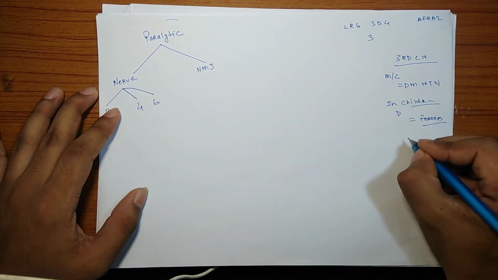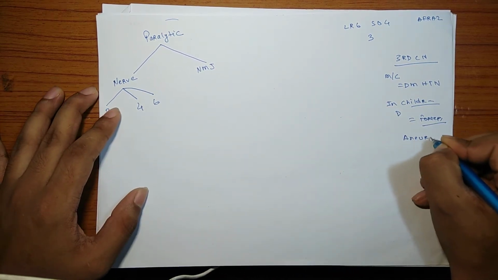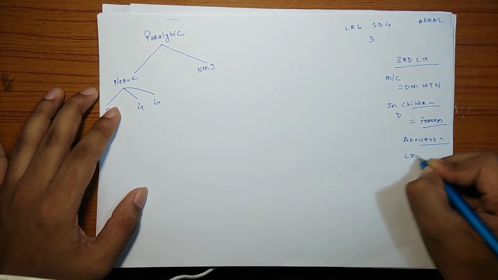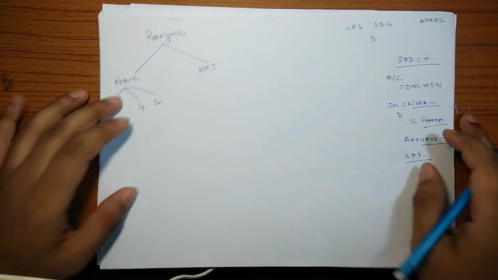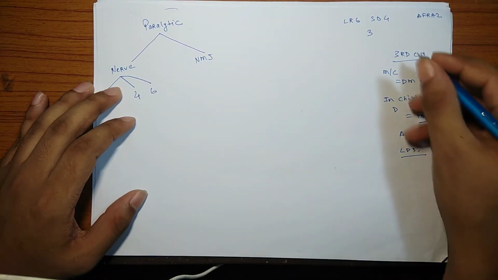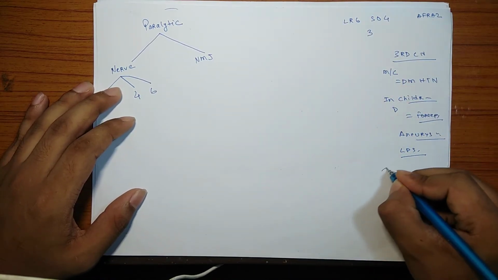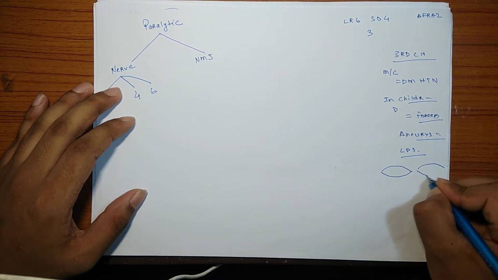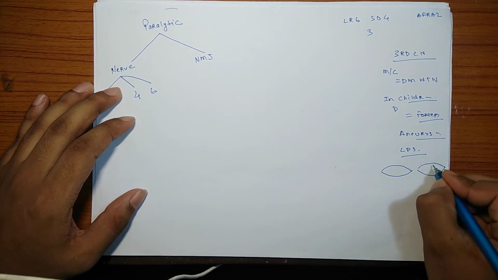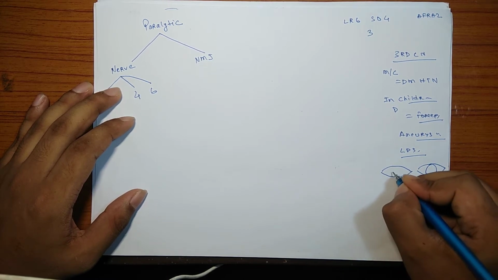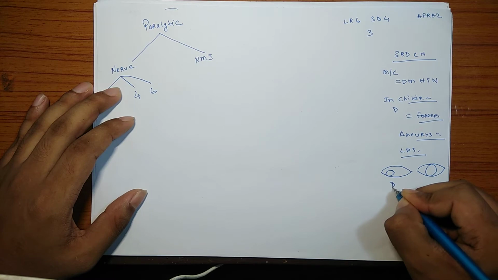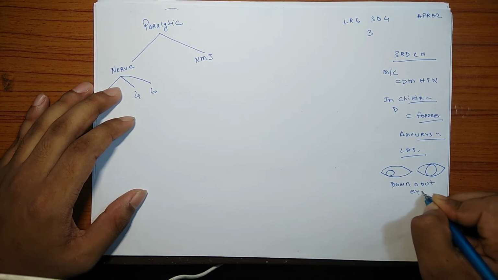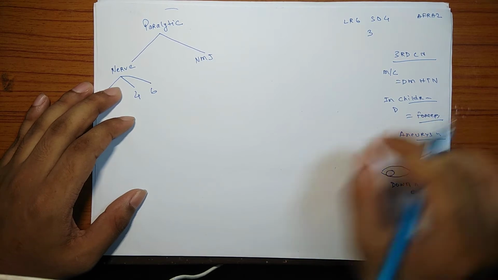Another cause can be aneurysm. The 3rd cranial nerve also supplies a muscle known as LPS, so this muscle is also affected. If you see a person who is having 3rd cranial nerve palsy, the eye will be somewhat like this. This eye is known as the down and out eye. This is a normal eye, this is down and out. So the down and out eye is seen in 3rd cranial nerve palsy.